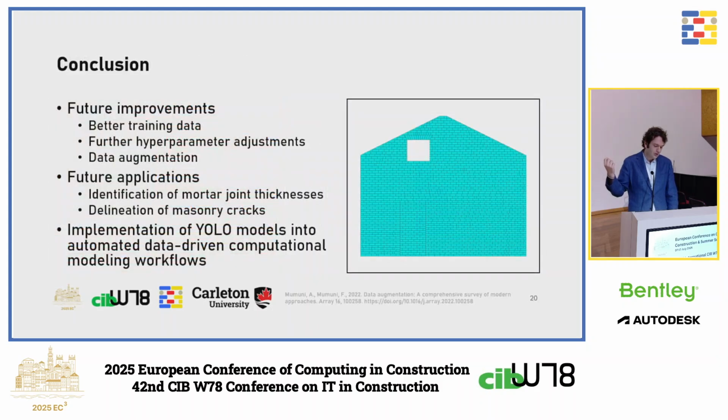So in conclusion, while our YOLO model is shown to be effective, it fails to detect all the bricks found on both facades, because there were still a very few missing. This may signify that a new model may need to be trained with better training data or further hyperparameter adjustments. Otherwise, we can also introduce augmentation to artificially expand the data set, which hopefully will provide us more accuracy. In addition, further improvements can introduce the identification of mortar joint thicknesses and the delineation of masonry cracks in order to provide a better digitization of the masonry assembly.